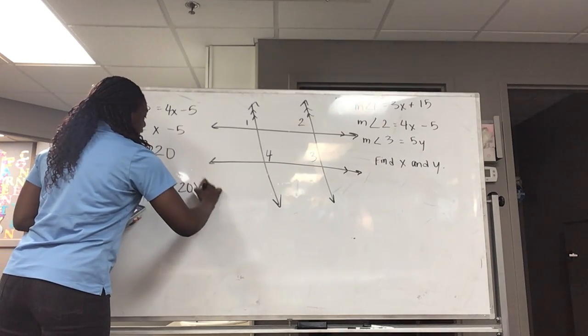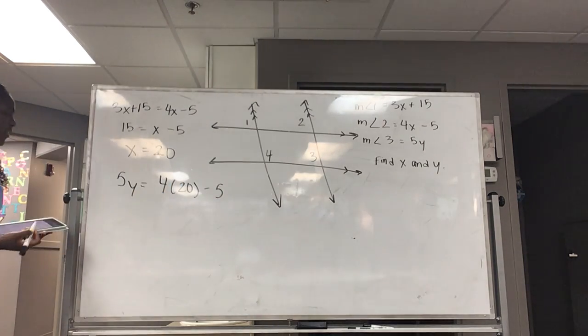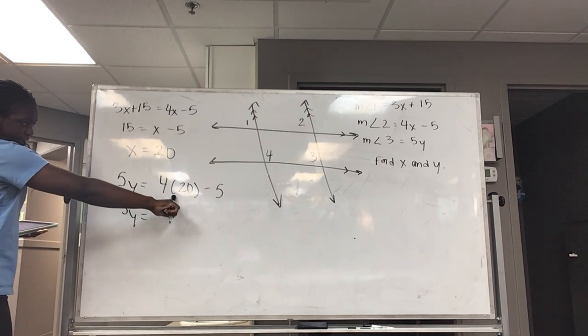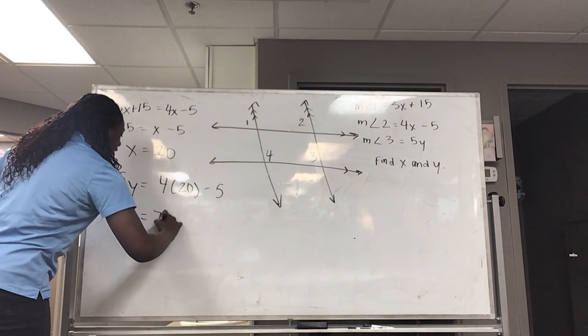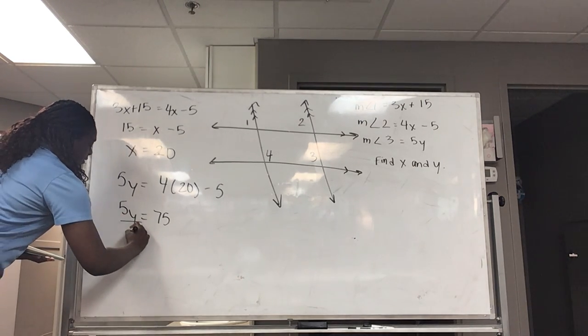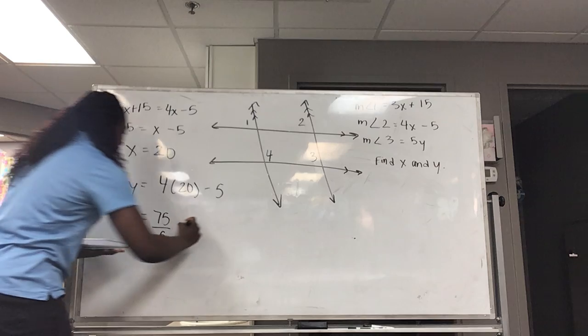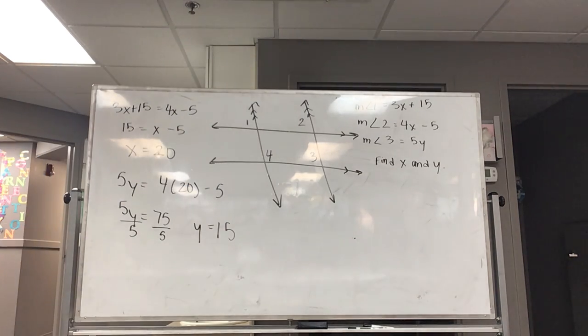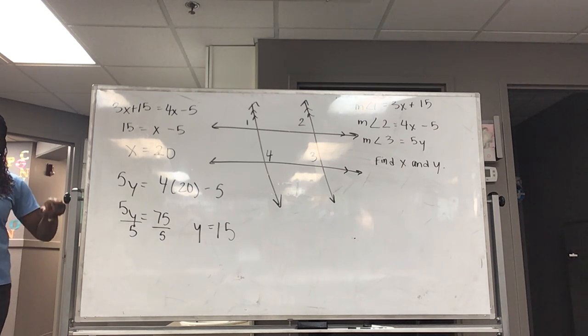So 4 times 20 minus 5. My 5y is equal to 4 times 20 is 80, and then minus 5 is 75. So if 5y is equal to 75, I'll divide by 5 on both sides, and then y is equal to 15. Sorry if that was a little fast, but do you guys have any questions about how we got here?